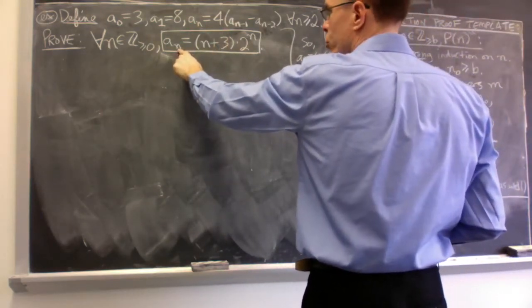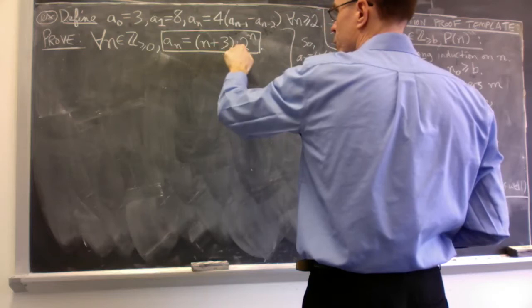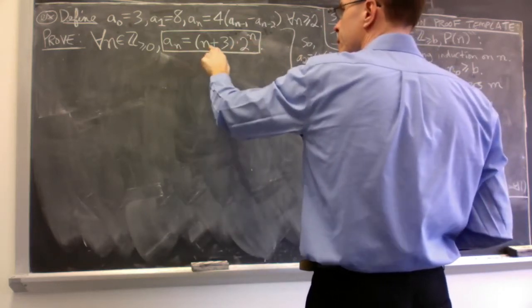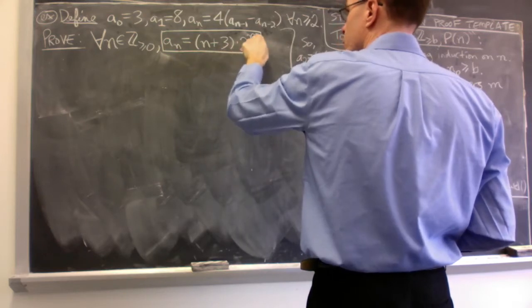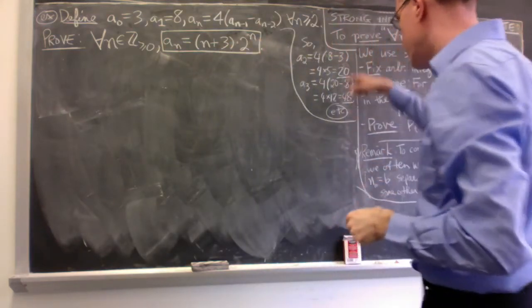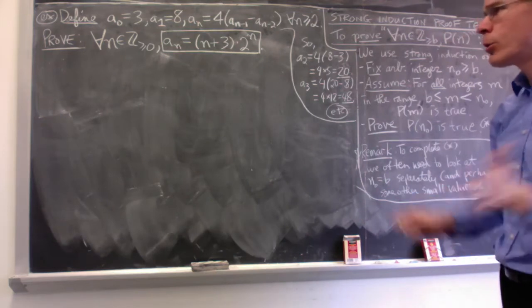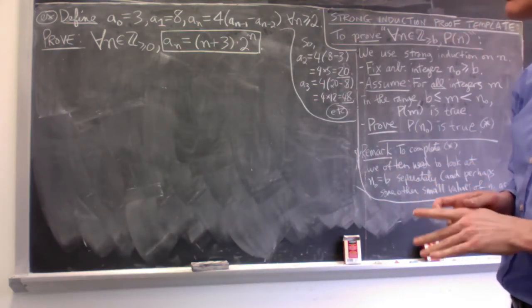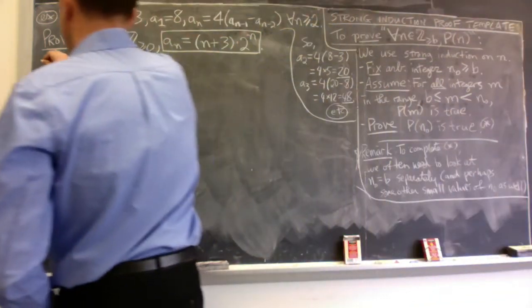So if n is 2, for instance, it's 5 times 2 squared. 5 times 4 is 20. If n is 3, I get 6 times 2 to the 3. 6 times 8 is 48. So these seem to be right. But how do I know it's right for every n? Okay. You have to have a proof. You have to have induction. All right. Proof.